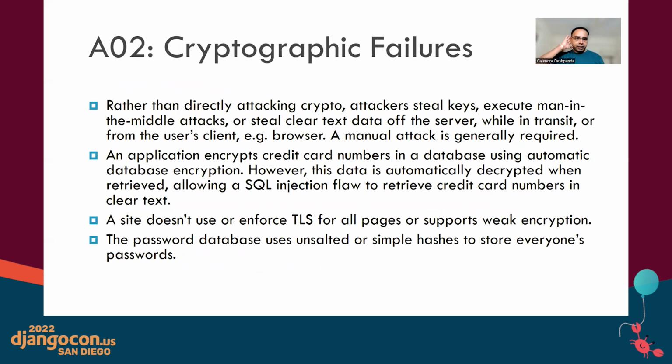Then the second one is cryptographic failures. Rather than directly attacking the crypto, attackers steal keys, execute man-in-the-middle attacks, or steal clear text data from the server, while in transit, or from the user's client or browser. Here a manual attack is generally required. For example, an application encrypts credit card numbers in a database using automatic database encryption. However, this data is automatically decrypted when retrieved, allowing a SQL injection flaw to retrieve the credit card numbers in clear text.